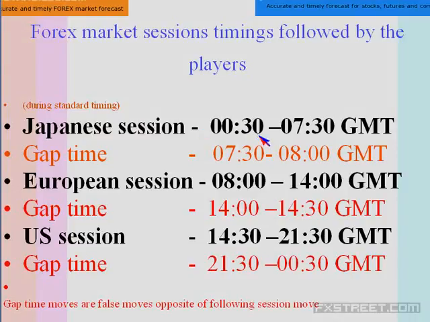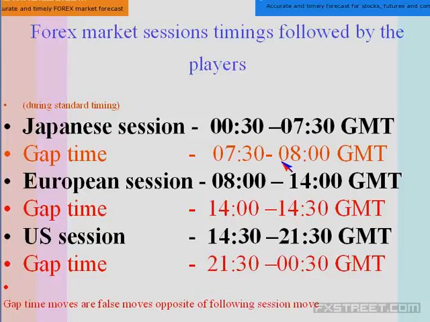Japanese session is from 0030 to 7:30 GMT. Then 7:30 to 8 is the gap time before the start of the European session. European session got over by 14 GMT. That is why I closed. The data gets released by 13:30 GMT. So I closed the position before that without taking any chance for the data release.